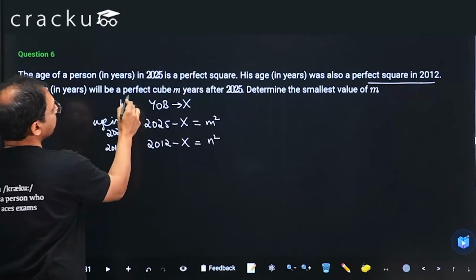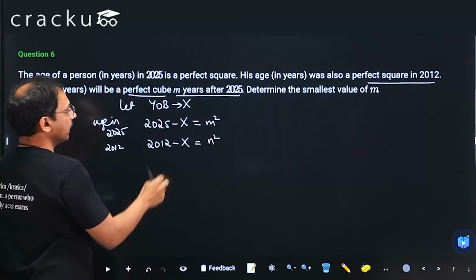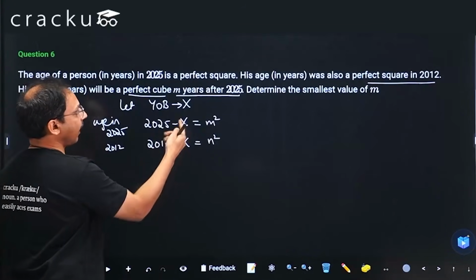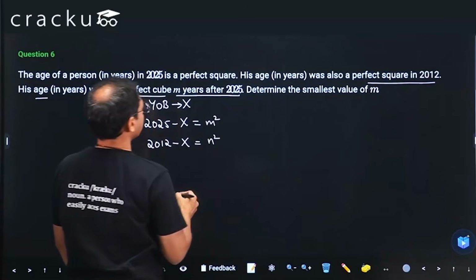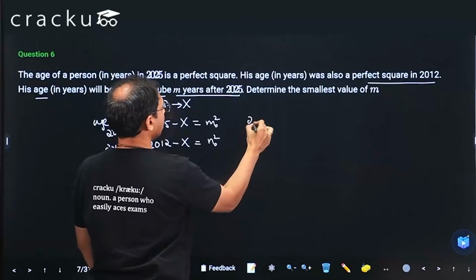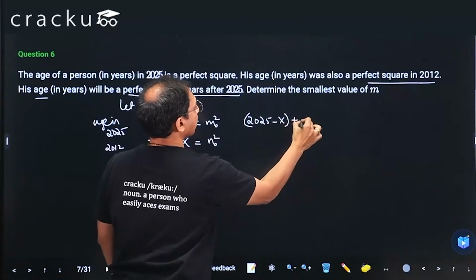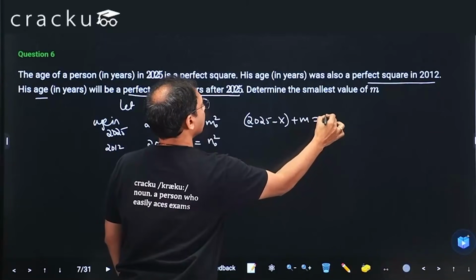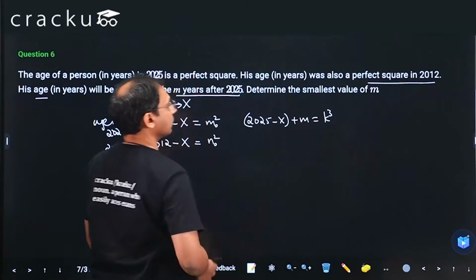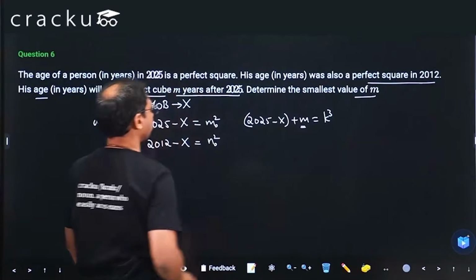His age will be a perfect cube M years after 2025. In 2025, his age is this. After M years, let us take M naught here. After M years, his age will be 2025 minus X plus M. He's saying that this is some perfect cube. We want to determine the smallest value of M, this number.